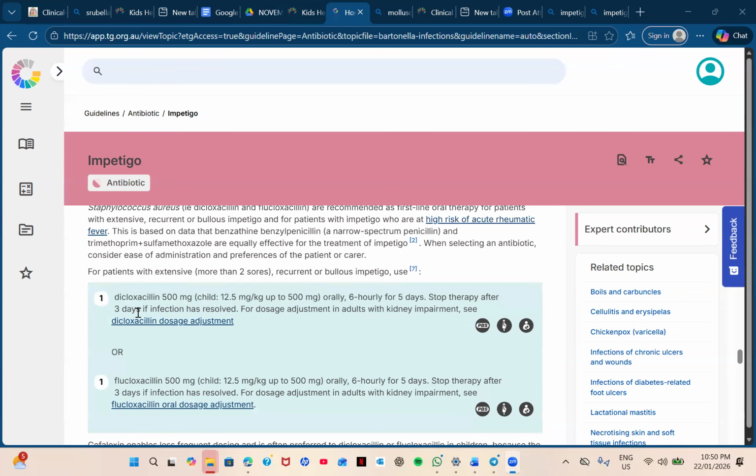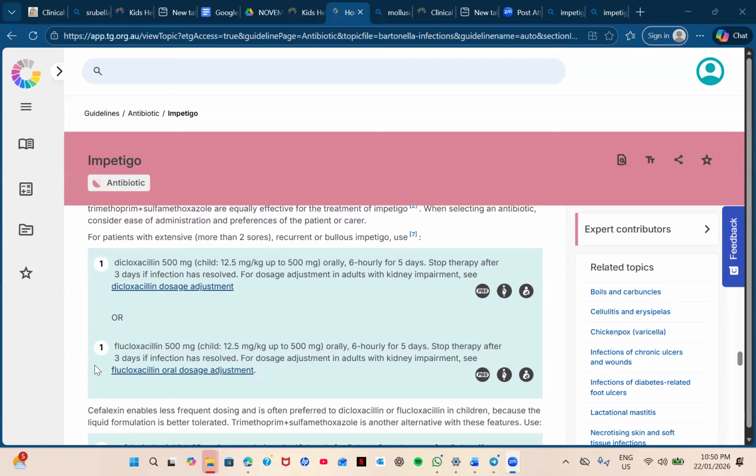Okay, so what is the treatment? We have dicloxacillin 500 milligram orally 6 hourly for 5 days. Stop therapy after 3 days if infection has resolved. Or we can give flucloxacillin 500 milligram.